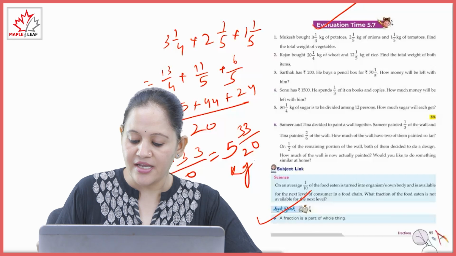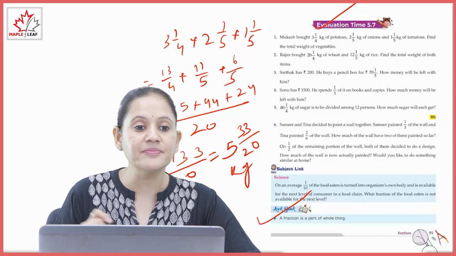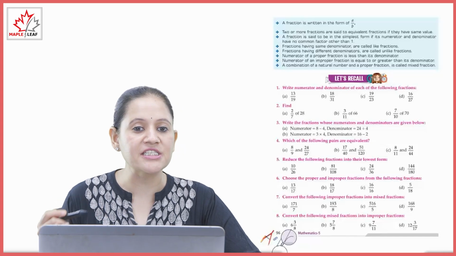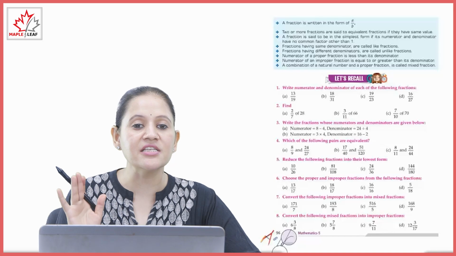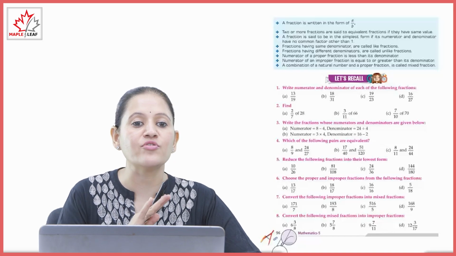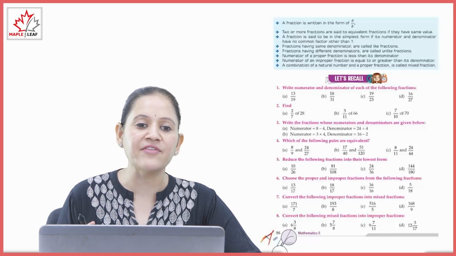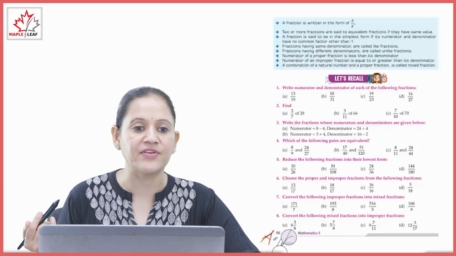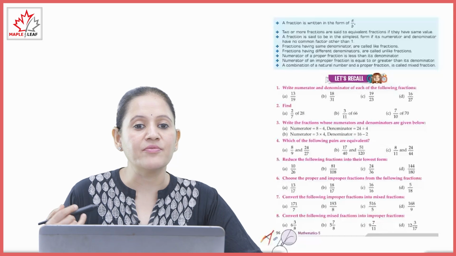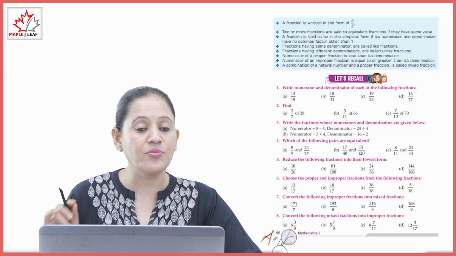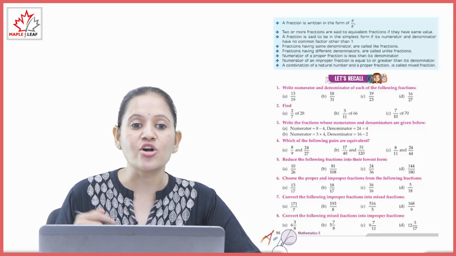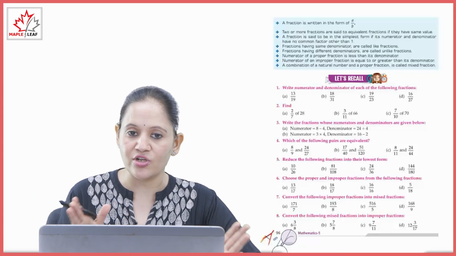Next is look back. A fraction is a part of the whole thing. A fraction is written in the form of a upon b. Two or more fractions are said to be equivalent fractions if they have the same value. A fraction is said to be in the simplest form if its numerator and denominator have no common factor other than 1. Fractions having the same denominator are called like fractions. Fractions having different denominators are called unlike fractions. The numerator of a proper fraction is less than the denominator. The numerator of an improper fraction is equal to or greater than the denominator. A combination of a natural number and a proper fraction is called a mixed fraction.